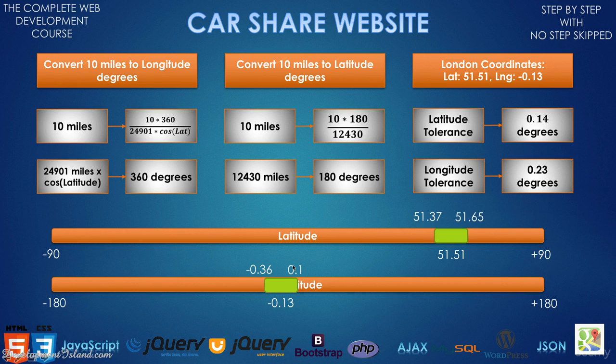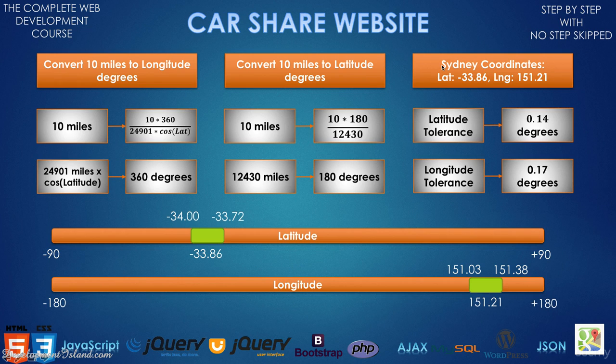Let's pick another example. Sydney. That's the latitude and that's the longitude. If you do the maths, you get again 0.14 degrees for the latitude tolerance and 0.17 for the longitude tolerance. If you take that number plus or minus that tolerance, it gives you that range, and the same for the other number. All right.